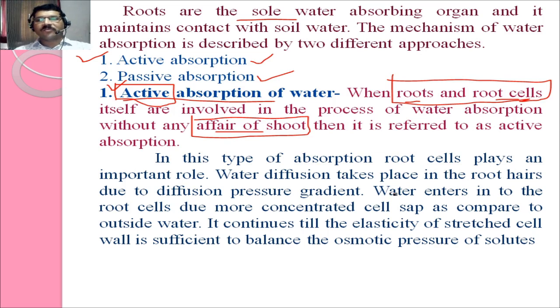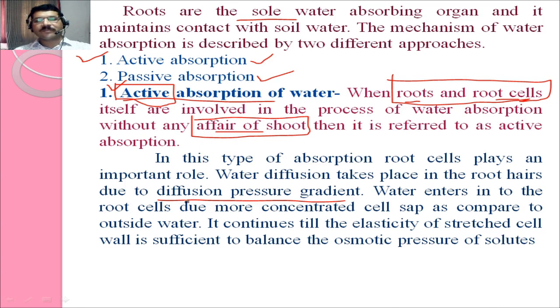Water diffusion takes place in the root hairs due to diffusion pressure gradient. It is very important to understand: water from the soil diffuses into the root hairs due to this diffusion pressure gradient. Water enters into the root cells because the cell sap is more concentrated as compared to the outside water. It continues till the elasticity of the stretched cell wall is sufficient to balance the osmotic pressure of the solute.